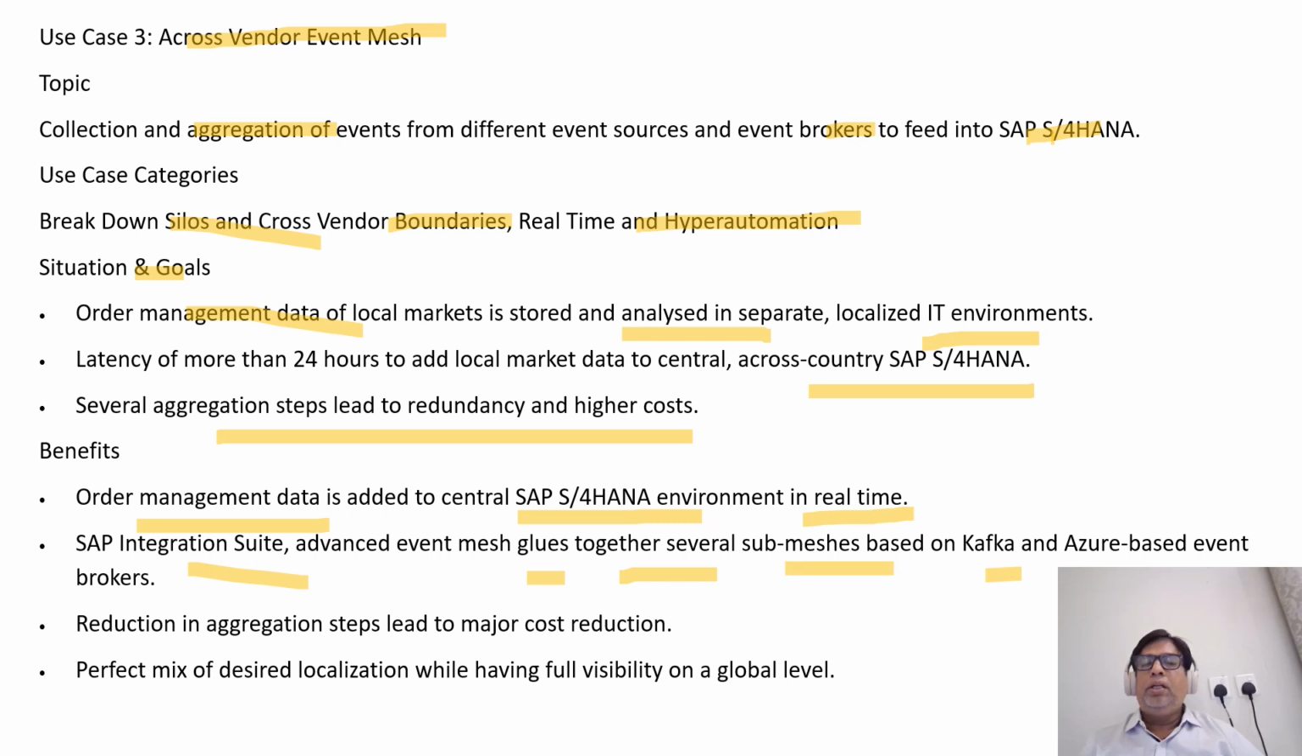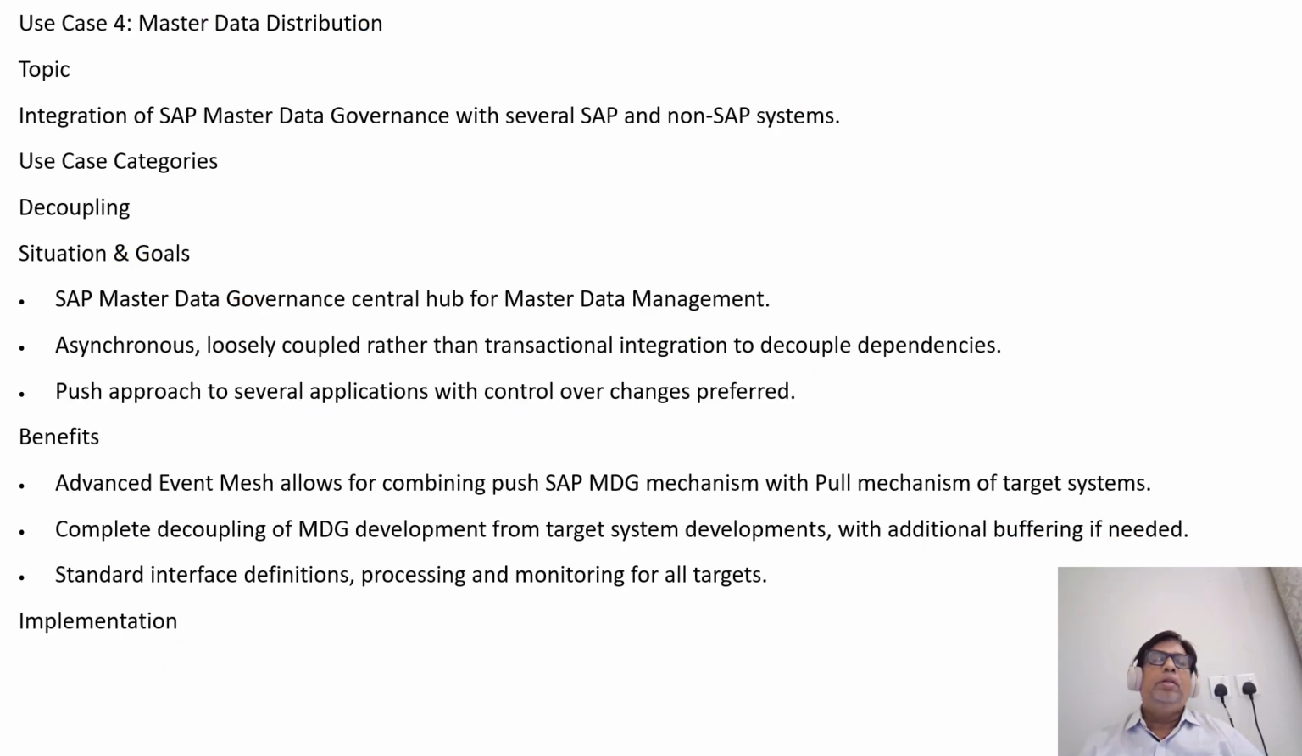Both are tightly coupled. Okay, and there is one more point, Kafka, that we will discuss again. Kafka and Azure Kafka, there are two things there. Basically, when we have brokers available, the data will be transferred in a very real time environment. Reduction in aggregation, major cost reduction. Prefix and desired local visibility is also an advantage available in this decoupled method. You can see here master data distribution, MDD. This is also one of the advantages for this particular case study.